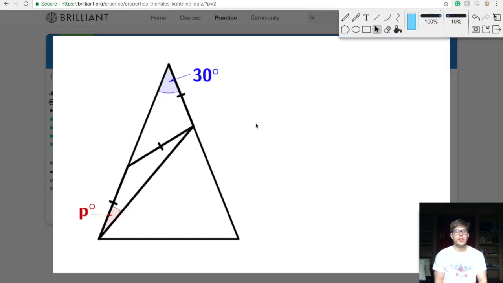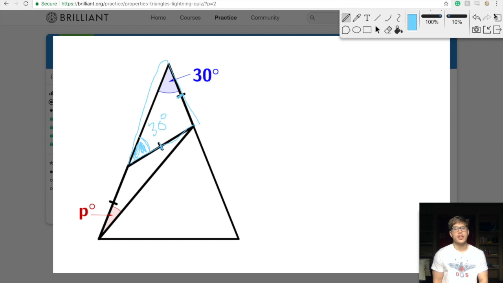What is the value of p? So similar to the last problem, we have lots of isosceles triangles here. We have this isosceles triangle, and so what do we know? What did we just learn in the previous problem? Well, this angle here must also be 30 degrees.